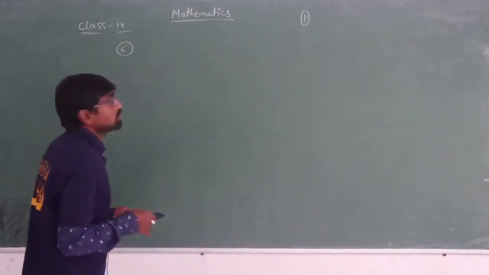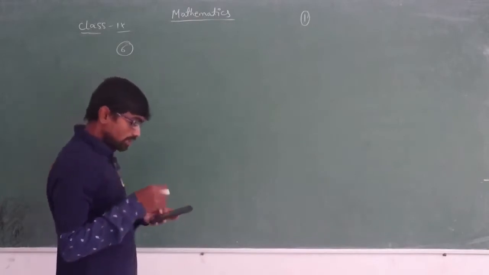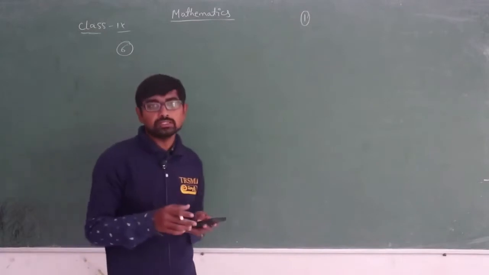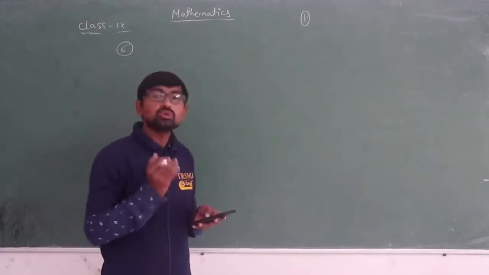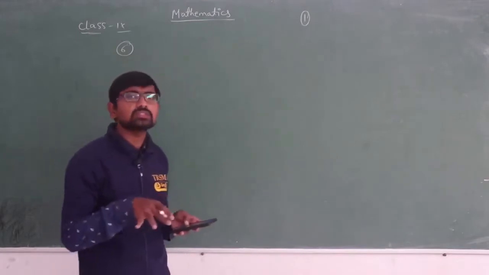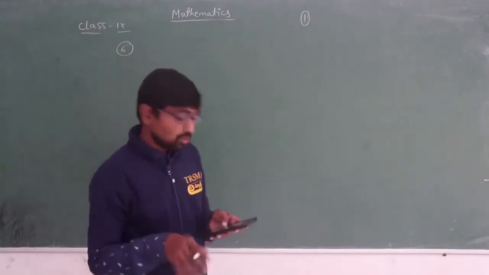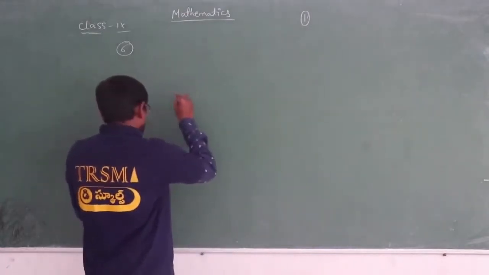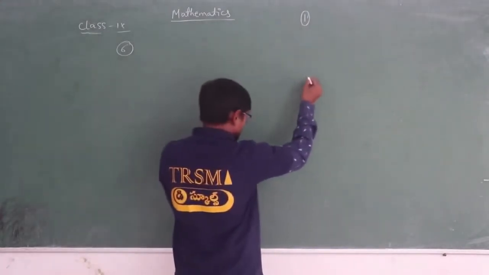Today in this class we are going to discuss question number 6, which is very easy, but you have to understand it in a proper way. This whole thing depends upon the variables. Let me tell you what the question is. First I will draw the diagram.